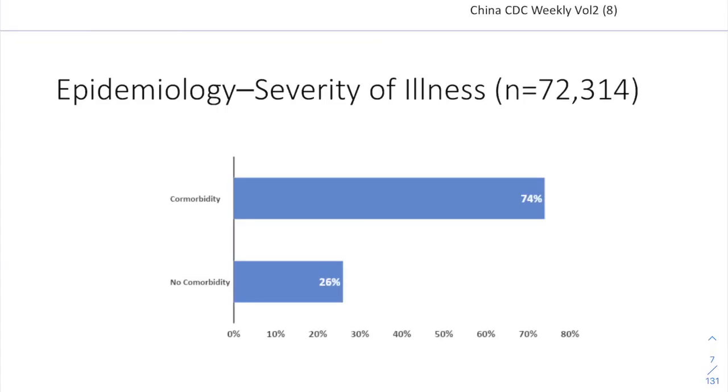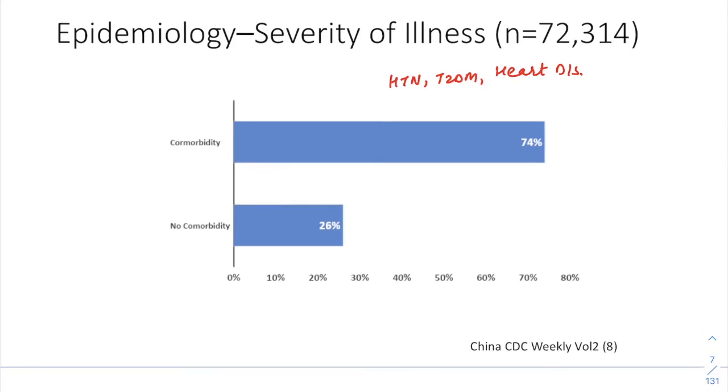In the study, it was also seen that the COVID-19 disease tends to be more severe in people who have an underlying comorbidity like hypertension, diabetes, or heart disease compared to those who did not have any comorbidity. So, those people who have an underlying comorbidity like hypertension, diabetes, heart disease, they tend to have a more severe illness as compared to people who do not have any comorbidity.